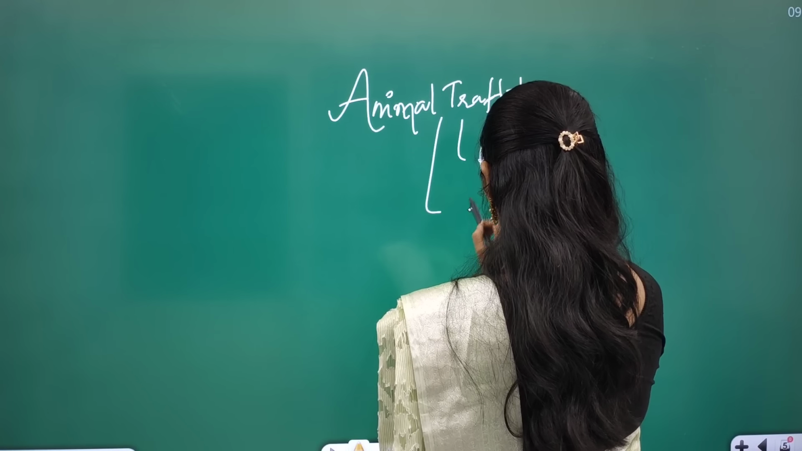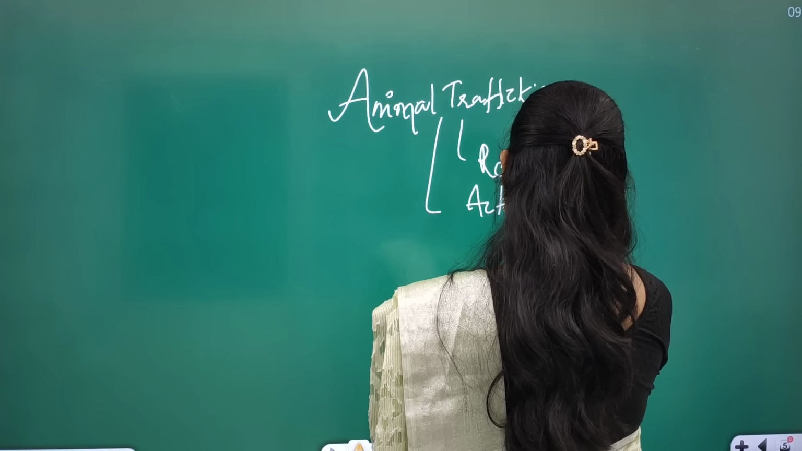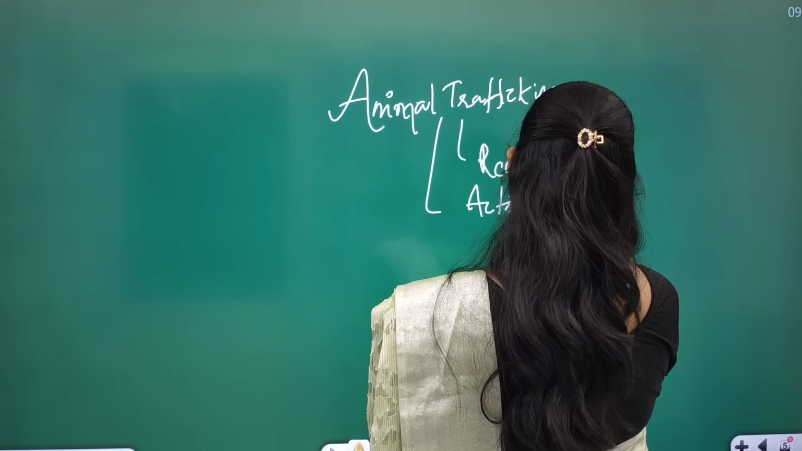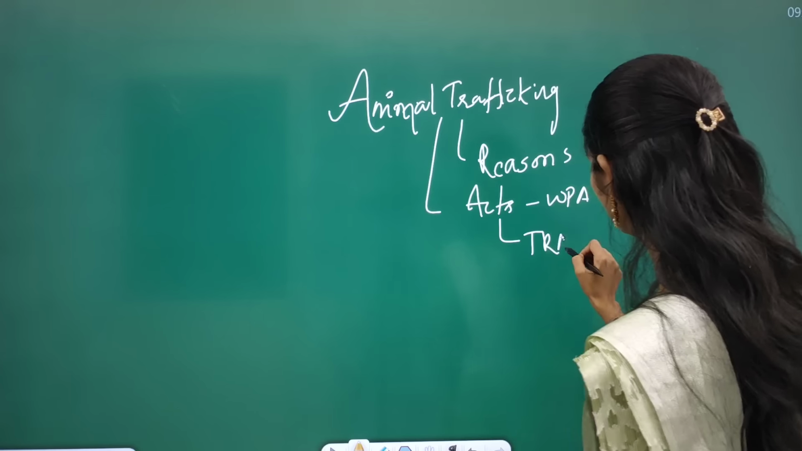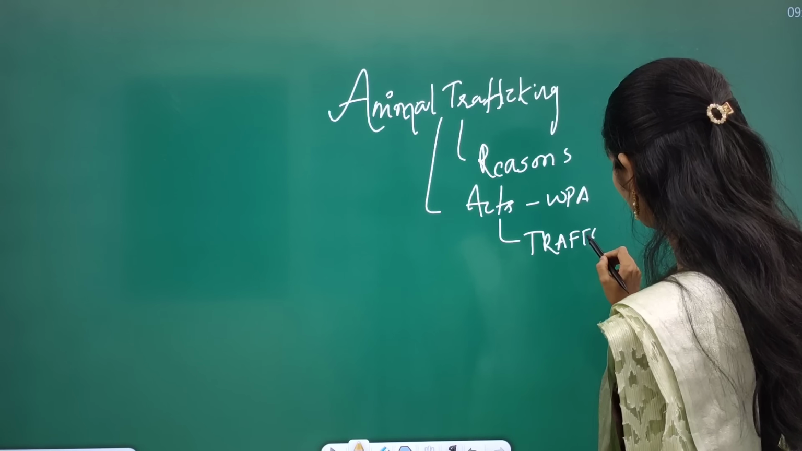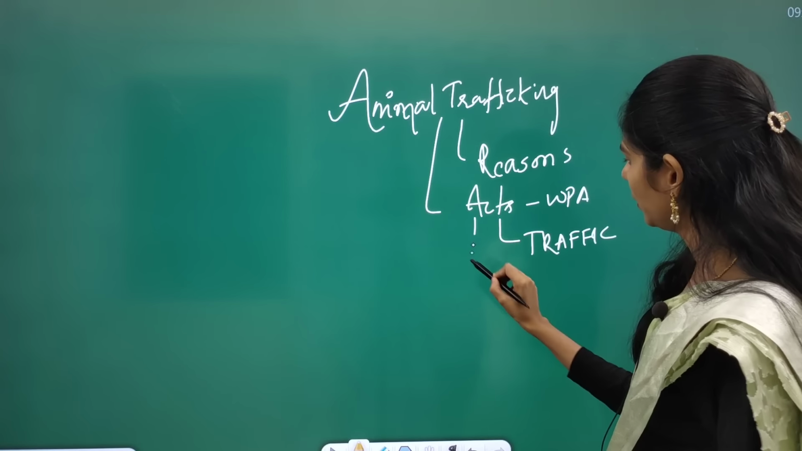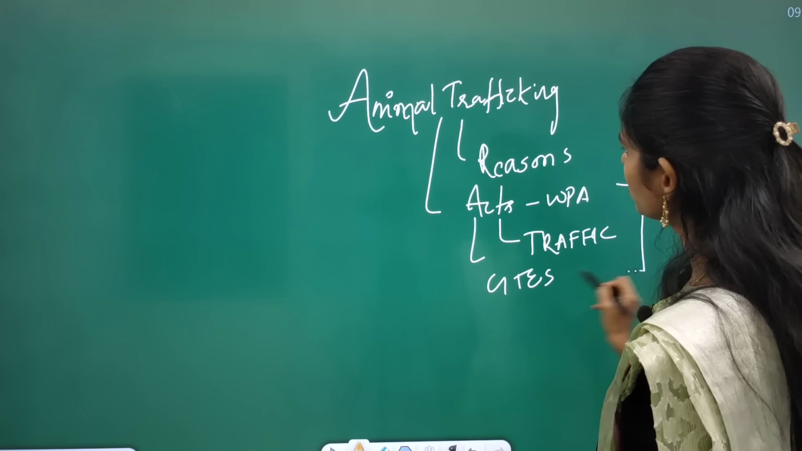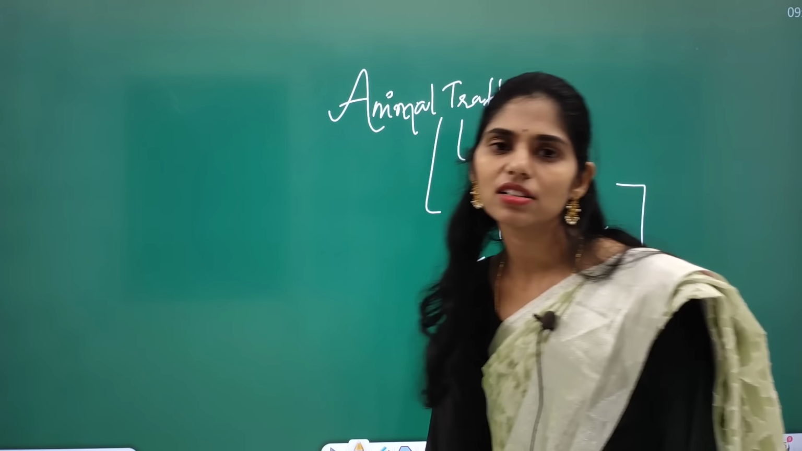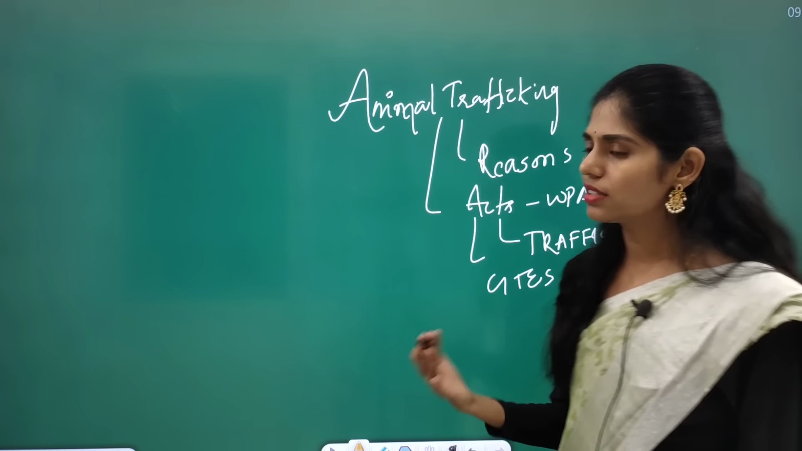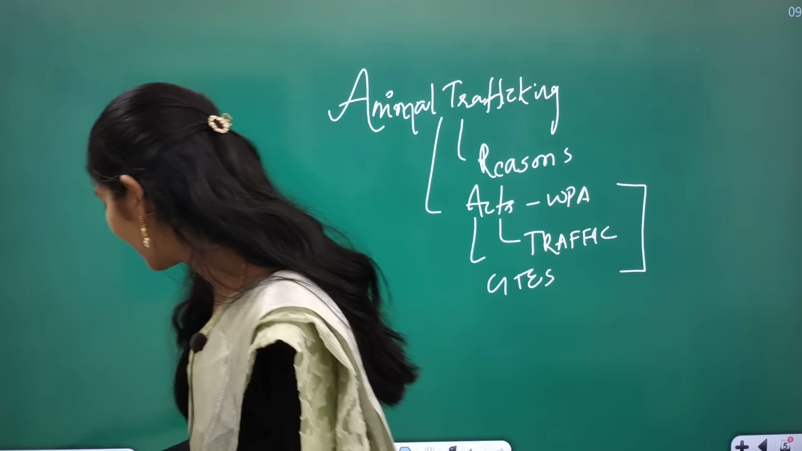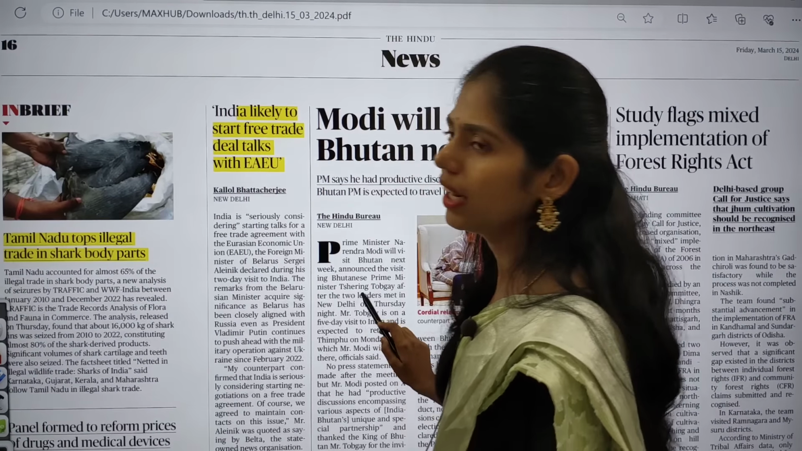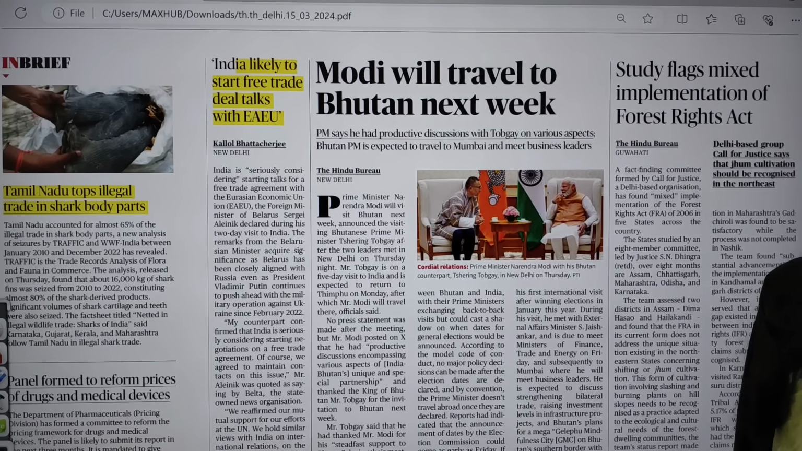and you have to see what the acts present are, like the Wildlife Protection Act, we have TRAFFIC, we have CITES. You have to see how these acts are implemented, and why animal trafficking, or trafficking of animal organs, or illegal trade of animals is still happening.